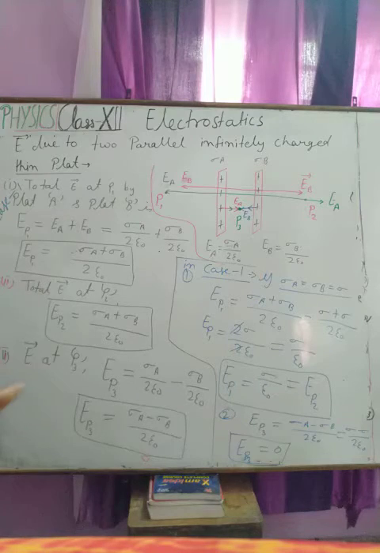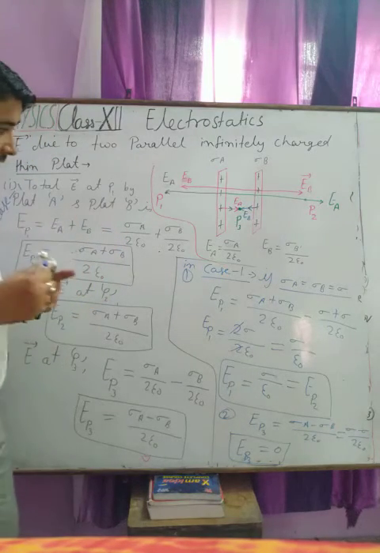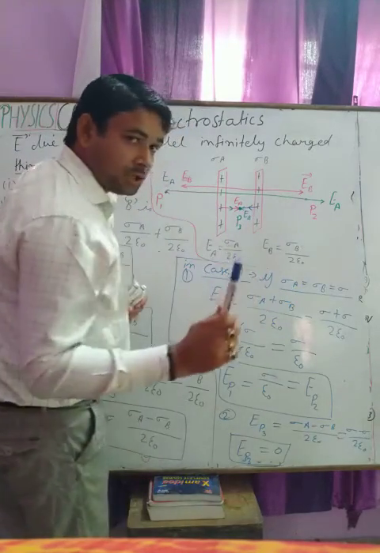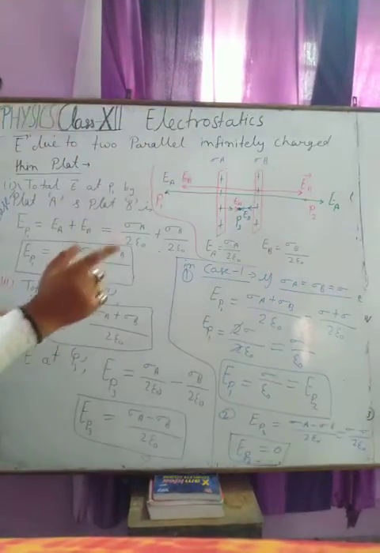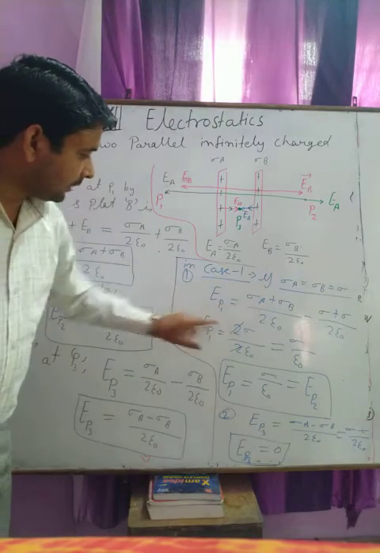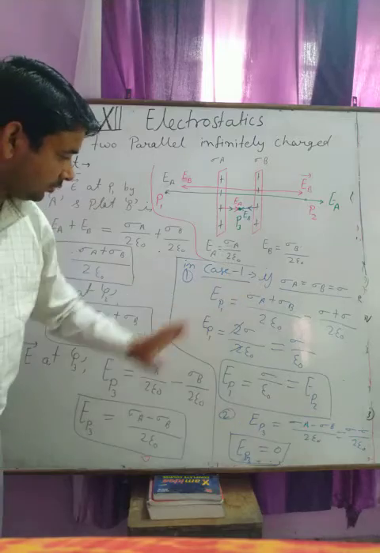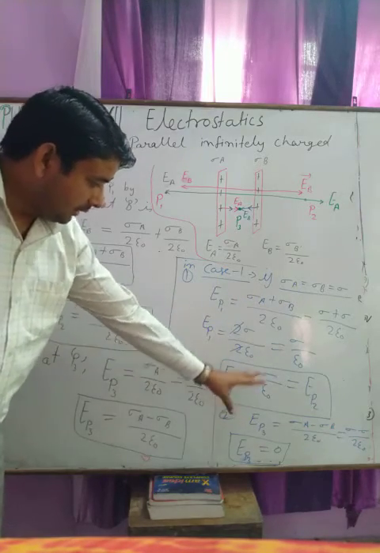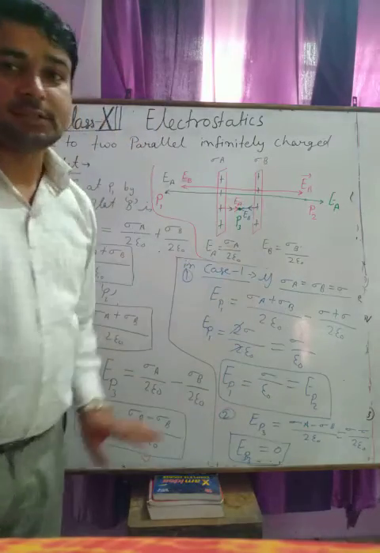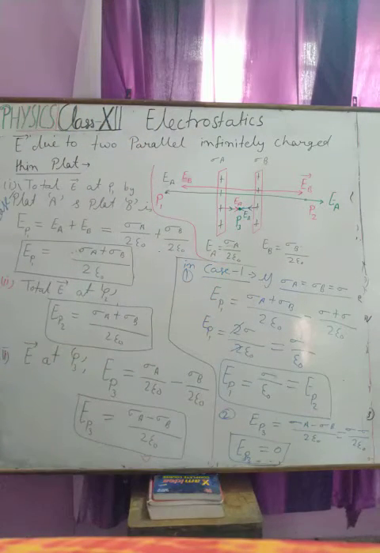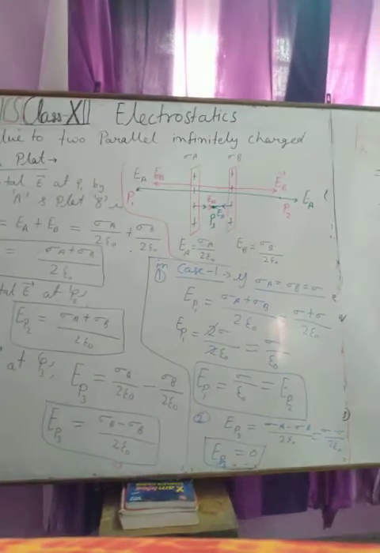Similarly, we use the case when sigma A is positive and sigma B is negative. That will be case 2, and we get the result for E_P1. E_P1 is 0, E_P2 is also 0 because the result is the same, but at the center, I am finding it for you, just copy this. Done.